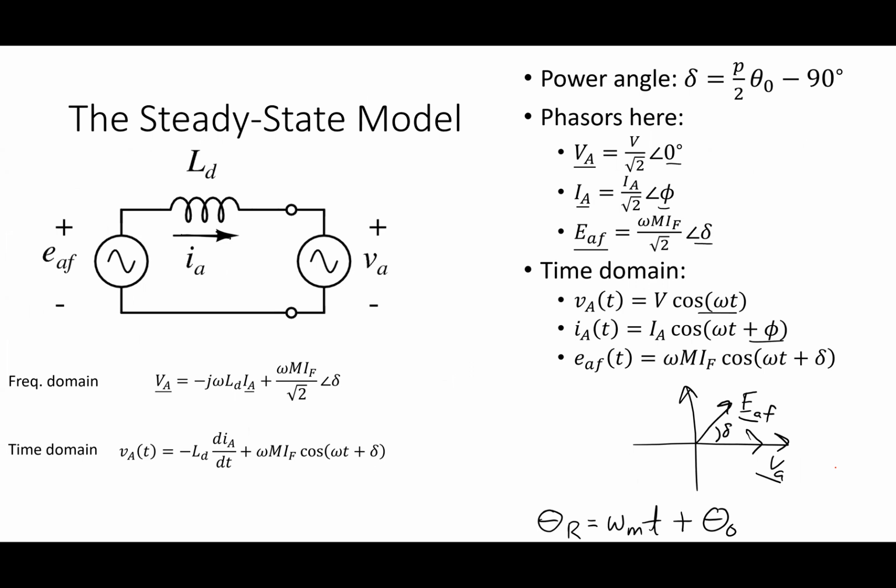Now, from my perspective, looking at this here, I've put one winding of this machine. This is a three-phase machine, so it's one of three windings. E A F and L D and V A. V A is the grid.